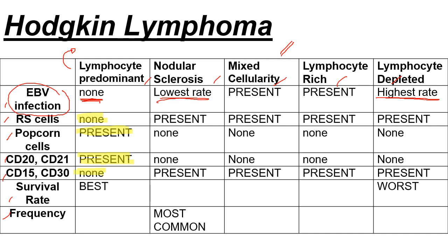Pagdating sa survival rate, the best prognosis. Anong type of lymphoma ka mas mabubuhay, kumbaga, no? Yung lymphocyte predominant type. And yung worst naman is the lymphocyte depleted type. Dito ka mas madalas mamatay. Sa frequency naman, most common sa population is the nodular sclerosis.